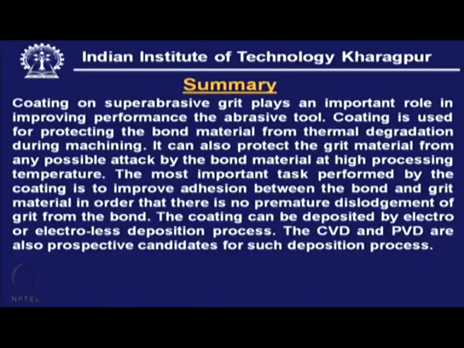So, with that we come to the summary. Coating on superabrasive grit plays an important role in improving performance of the abrasive tool. Coating is used for protecting the bond material from thermal degradation during machining. It can also protect the grit material from any possible attack by the bond material at high processing temperature. The most important task performed by the coating is to improve adhesion between the bond and the grit material in order that there is no premature dislodgement of the grit from the bond.